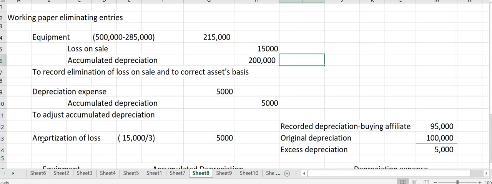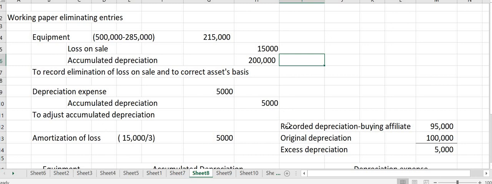And then, of course, to adjust accumulated depreciation, so we have amortization of loss. That's actually 5,000. So if you've noticed, when we amortize gain, sobra kasi yung depreciation. No? So therefore, ang effect ng working paper eliminating entries to adjust is to credit depreciation expense. Ito siya, when you amortize loss, kasi kulang yung depreciation. Okay, so therefore, you are to debit depreciation expense. Credit accumulated depreciation for 5,000.